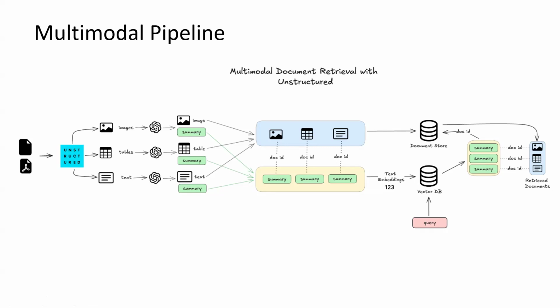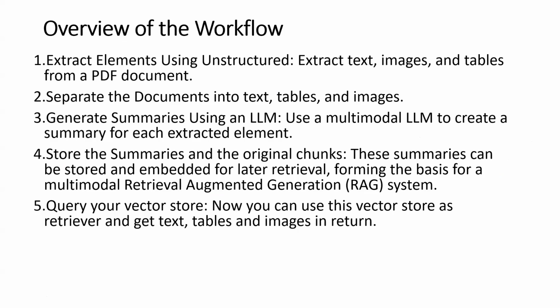Anyway, let's do the exercise. We will run some code. So, the overview of the flow: extract elements using unstructured. We'll use unstructured.io, I will take you to the website as well. Extract text, images, tables from the PDF documents, separate the documents into text, tables, and images, generate summaries using LLM, and store the summaries and the original chunk. The summaries can be stored and embedded for later retrieval, forming the basis of the multimodal RAG. Query your vector store. Now you can use this vector store as a retriever and get the tables, images, and other things.